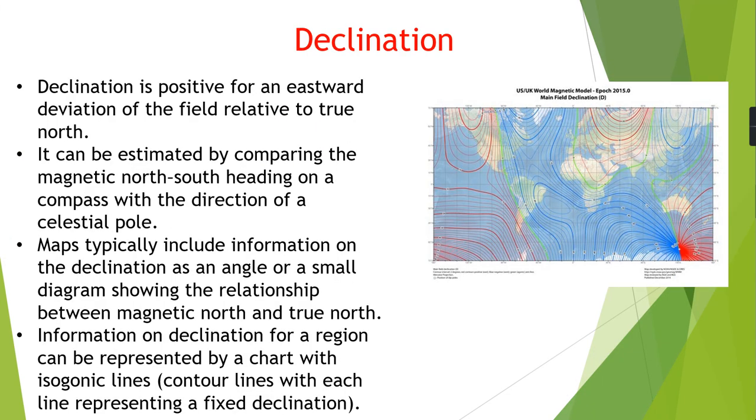Declination. Declination is positive for an eastward deviation of the field relative to true north. This is the picture of the magnetic field declination. It can be estimated by comparing the magnetic north-south heading on a compass with the direction of a celestial pole. Maps typically include information on the declination as an angle or a small diagram showing the relationship between magnetic north and true north. Information on declination for a region can be represented by a chart with isogonic lines, contour lines with each line representing a fixed declination.